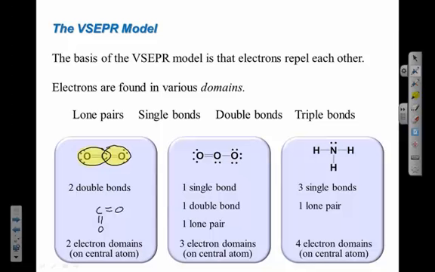Another option is 3 domains. So here's an example of that. I've got a double bond on one side of the oxygen, a lone pair. So a double bond is a domain, a lone pair is a domain, a single bond is a domain. 3 domains. So those 3 domains need to spread out. Right, so if I have a central atom, I'm going to attach 3 things to it, leaving as much space between those 3 things as possible. What's the greatest angle I can create that leaves the most space for those 3 things?